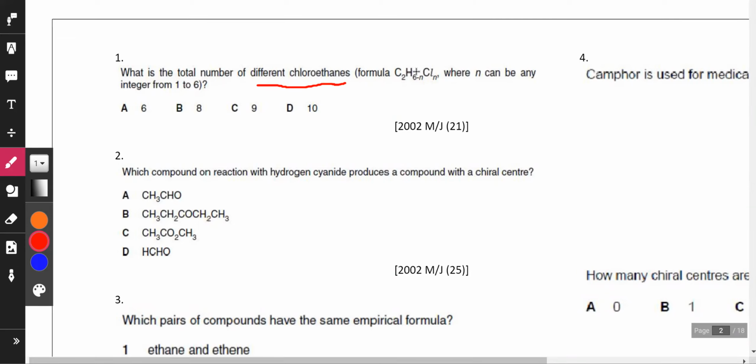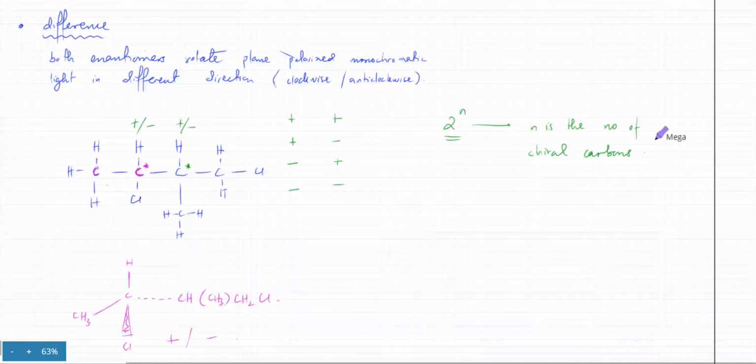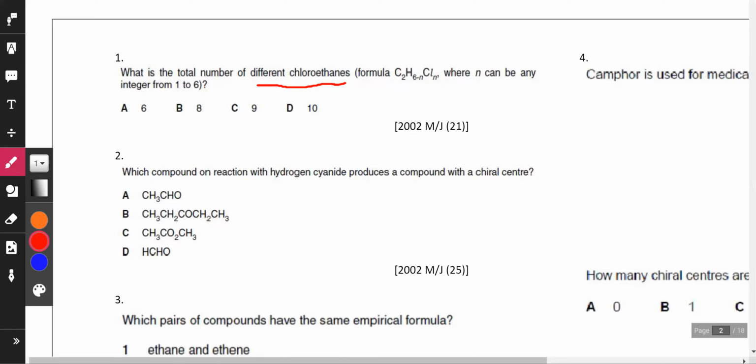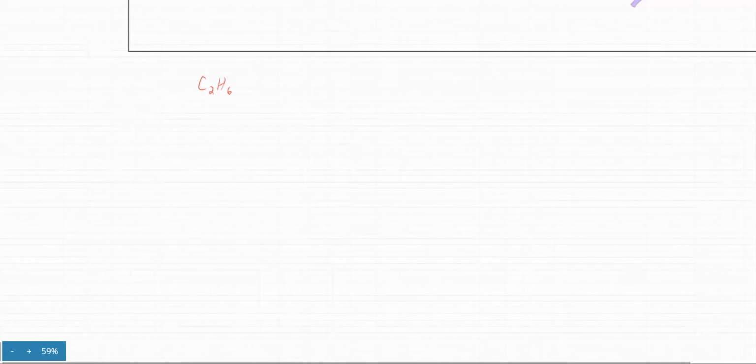I'm just starting with this one. What I'm going to do is let's do this question over here. What he's saying is that there is a chloroethane, C2H6-n Cln, where Cl is n. And remember, he had stated that it was a chloroethane, and that n had a value of 1 to 6. Starting with the first one.